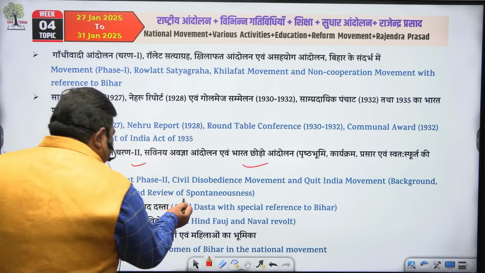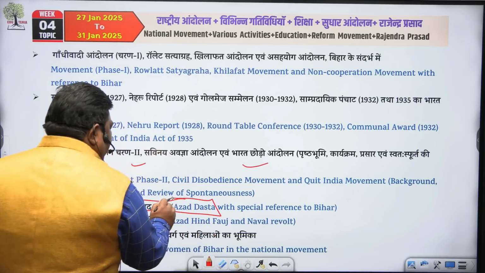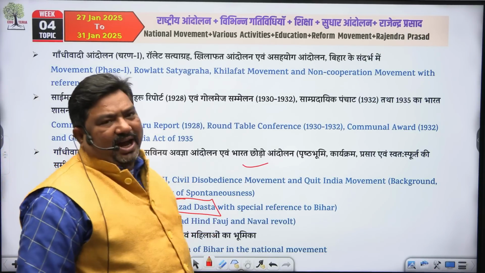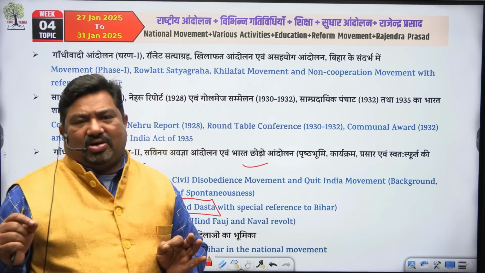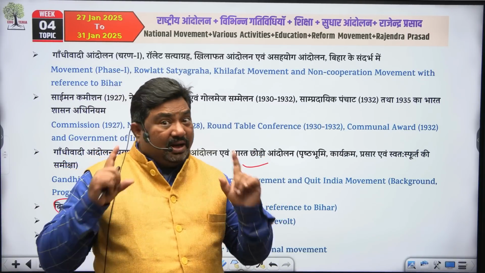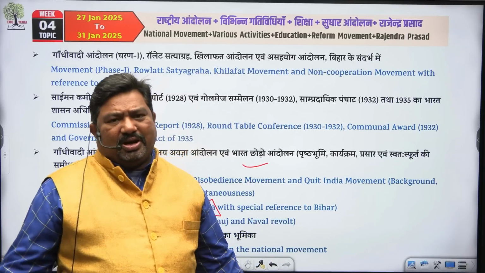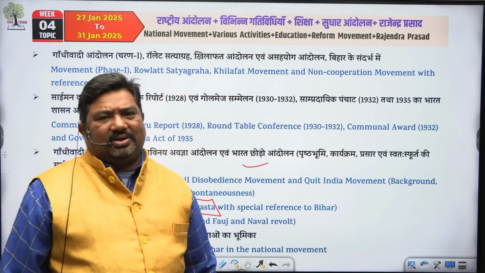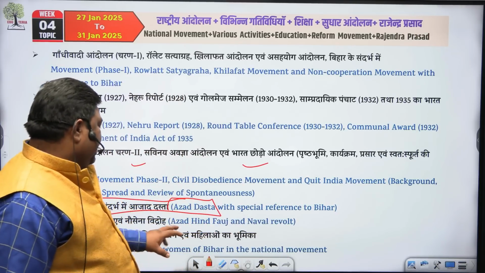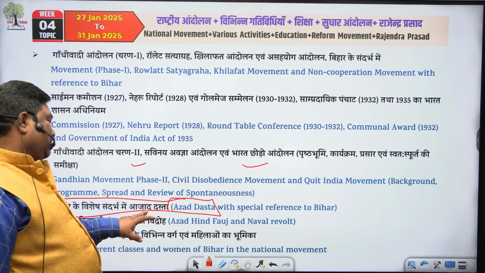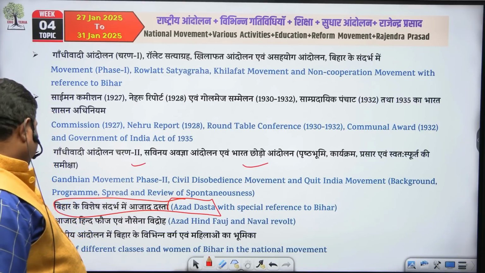And a special mention of Azad Dasta: we need to look at the philosophy behind the Azad Dasta of Jayaprakash Narayan in depth, remember, because once they have asked short notes, they might ask you a big question as well. So we need to prepare this topic in elaboration. Especially, they might ask you about Jayaprakash Narayan in detail, right?